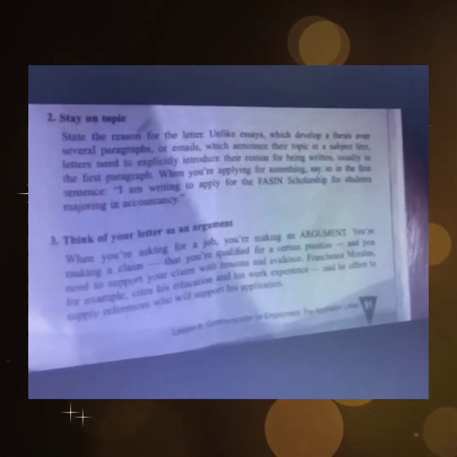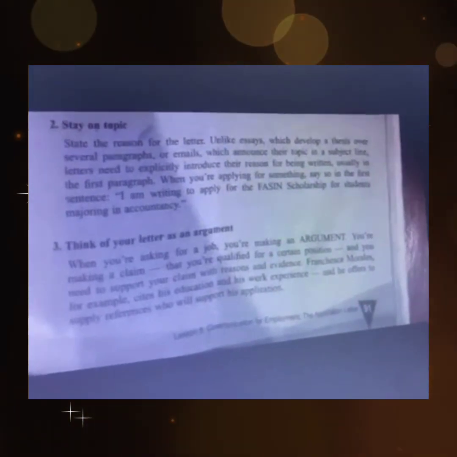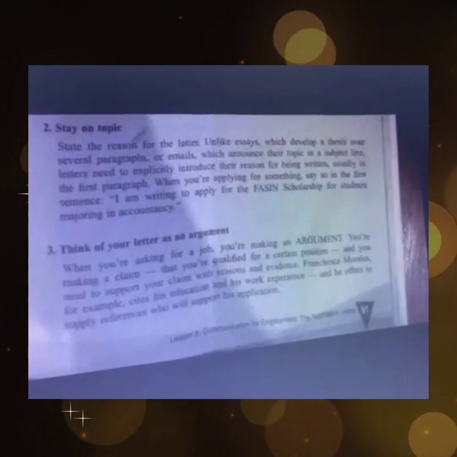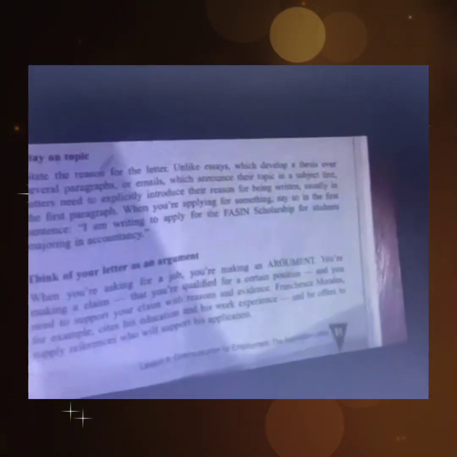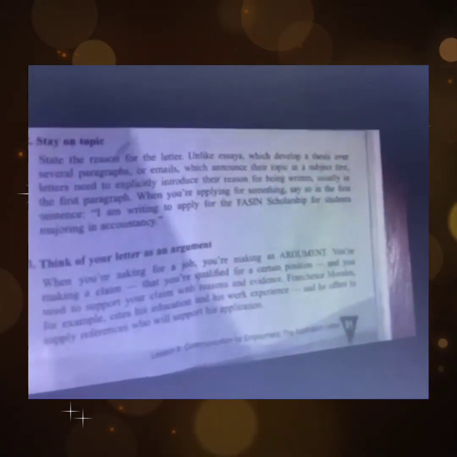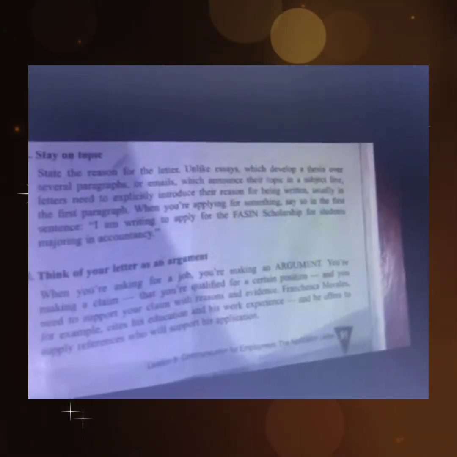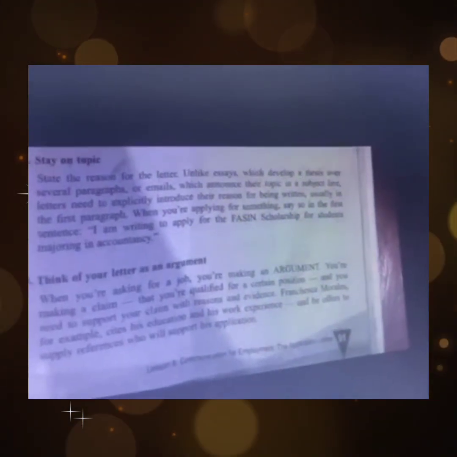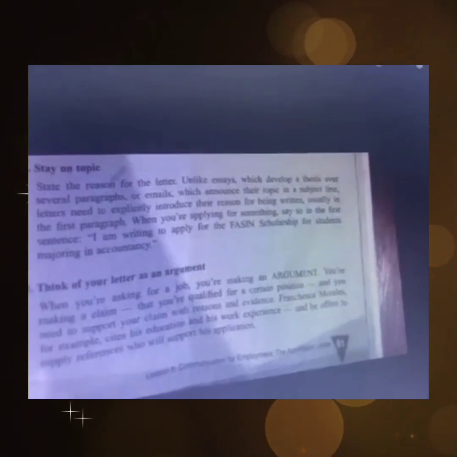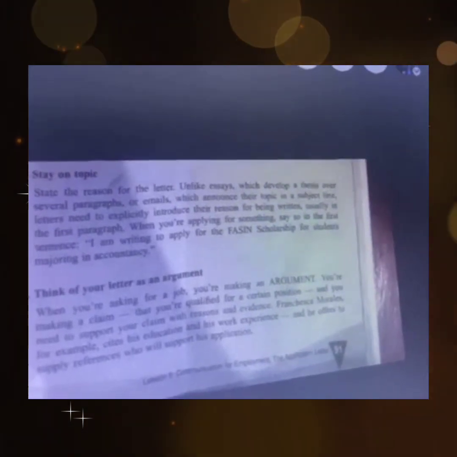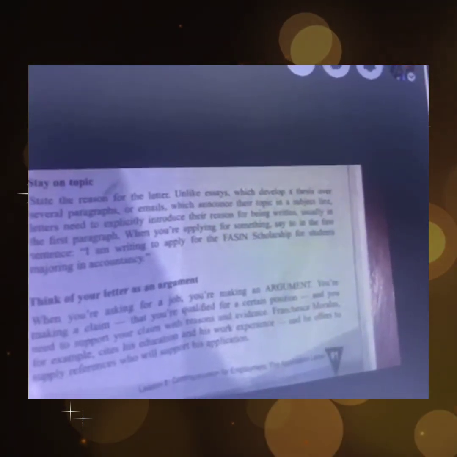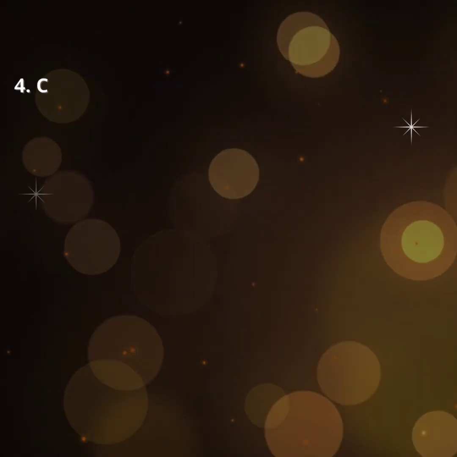In this example, the letter makes a clear claim that the applicant is qualified for the position. It supports this claim with reasons, education and experience, and evidence: specific achievements and skills. The offer to provide references further reinforces the argument by suggesting additional validation from third parties.